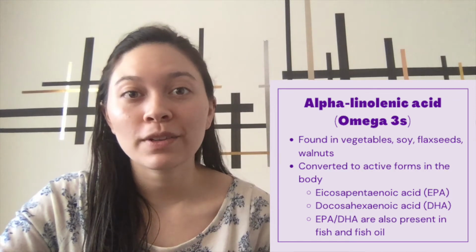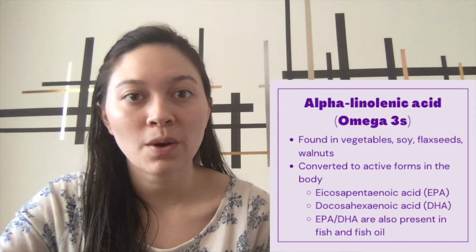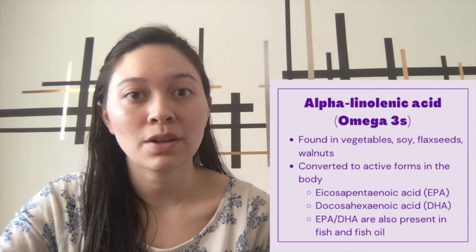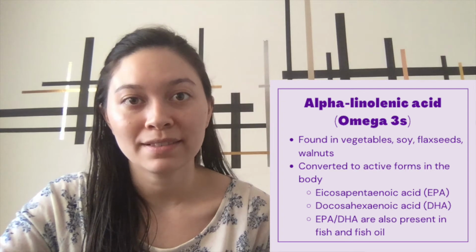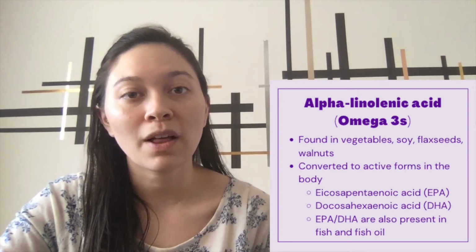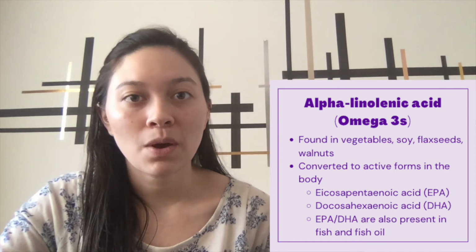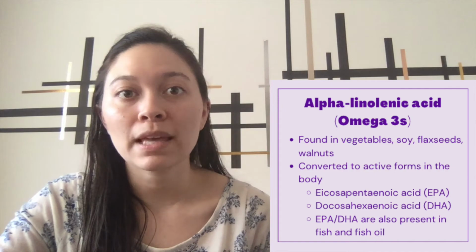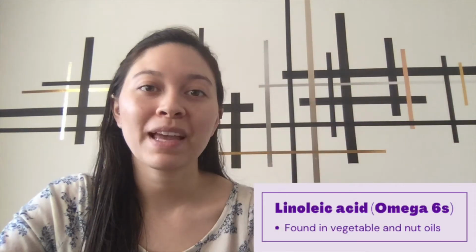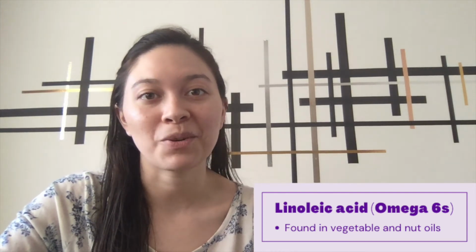Omega-3s are particularly important because they can be transformed into eicosapentaenoic acid, or EPA, as well as docosahexaenoic acid, or DHA. EPA and DHA are both super important for things like brain development as well as inflammation in the body. We also know that EPA and DHA can be consumed directly in things like fish oil. Our omega-6 fatty acids can be found in things like vegetables as well as nut oils.